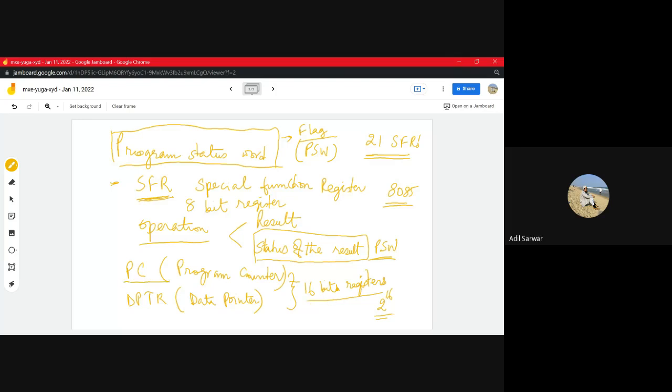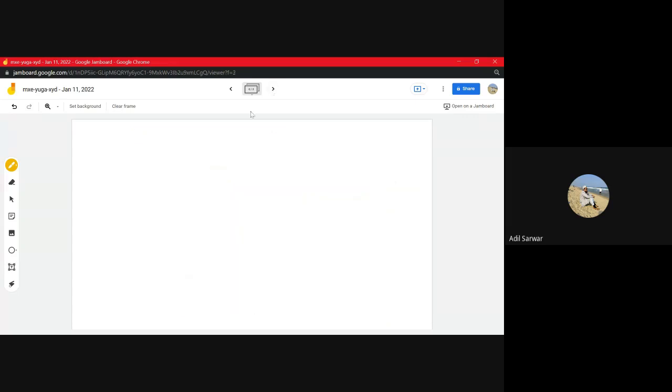So what is program counter? Program counter is an SFR. It is 16-bit long, and the important thing is, it points to, or stores, the address of the next instruction in the program.